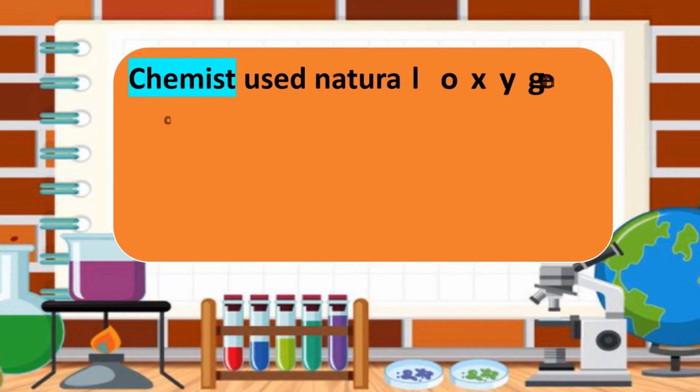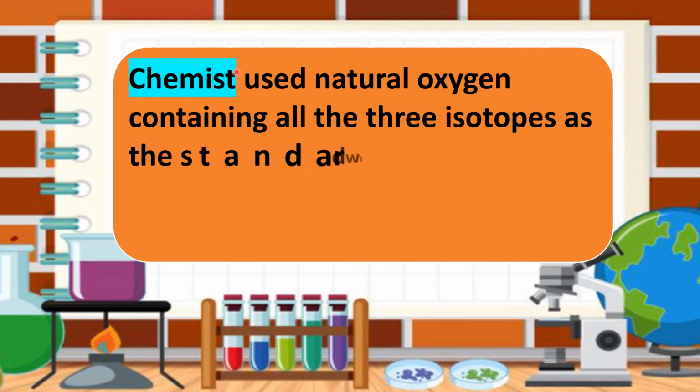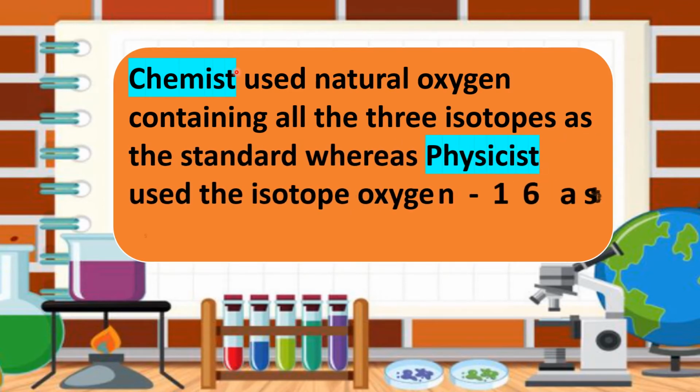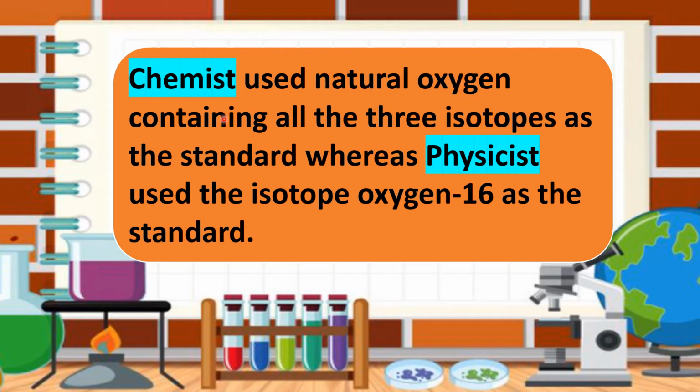So they had this confusion. Chemists used natural oxygen containing all three isotopes as the standard, whereas physicists used the isotope oxygen-16 as the standard. So there was a confusion between the chemists and the physicists.